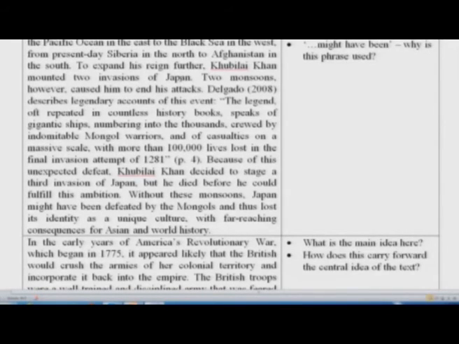So, note a few things here. One is this is the Mongol Empire, Asia. This was somewhere in the 13th century. Okay. So, now we move on.